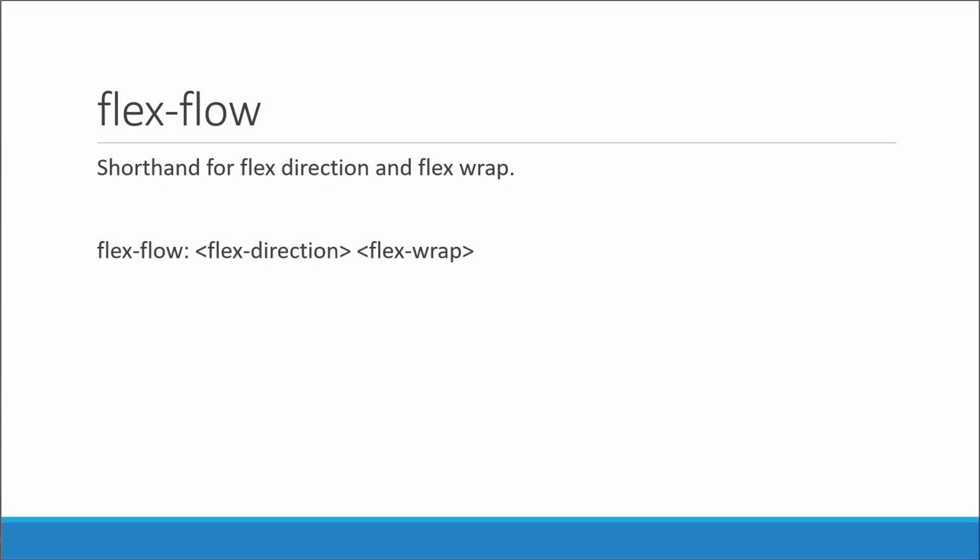So the flex flow property is a shorthand for flex direction and flex wrap. The first value is flex direction and the second value is flex wrap. All possible combinations of the two properties work just fine.